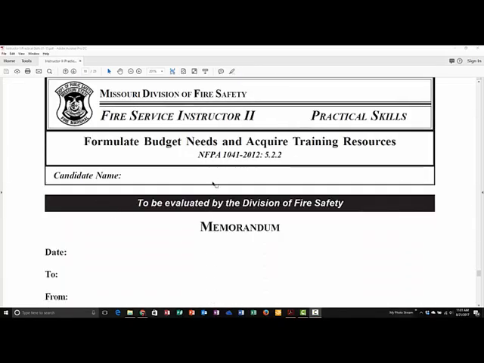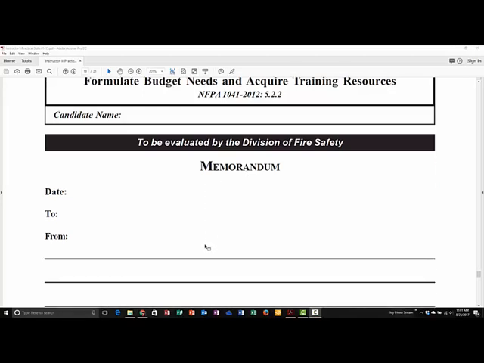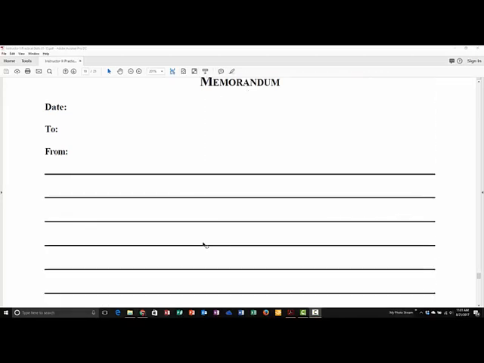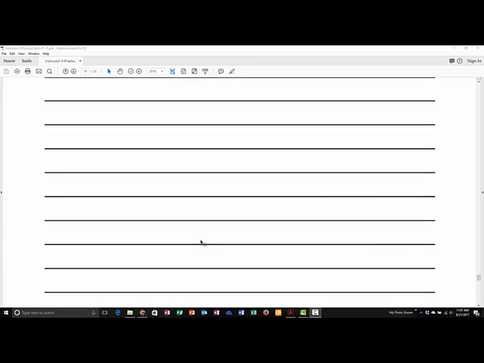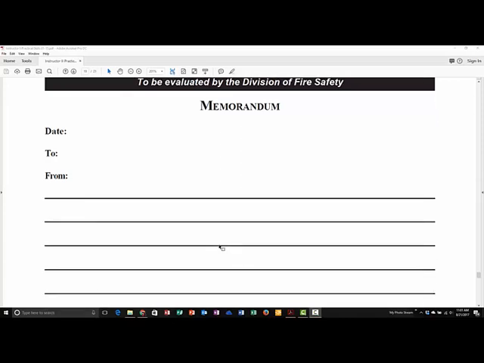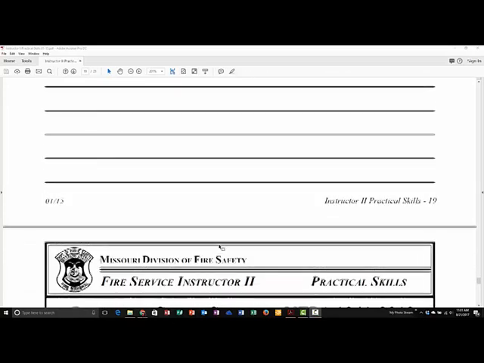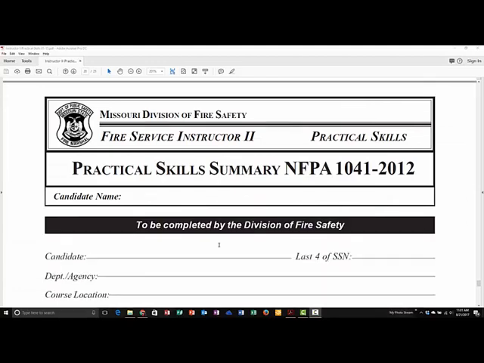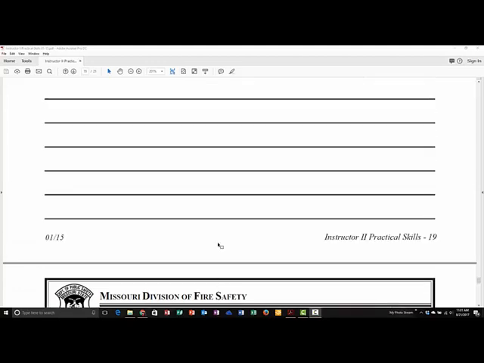The way you are going to do this skill is you are going to write a memo to whomever in your department is in charge of purchasing. These are just blank lines. You can do this on the computer. If you have some memo forms, by all means, go ahead and use those. But there are specific requirements for what you need to include.